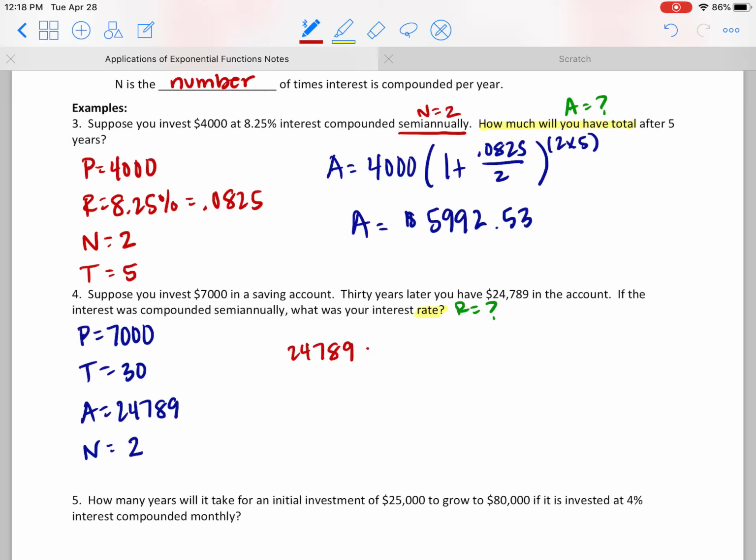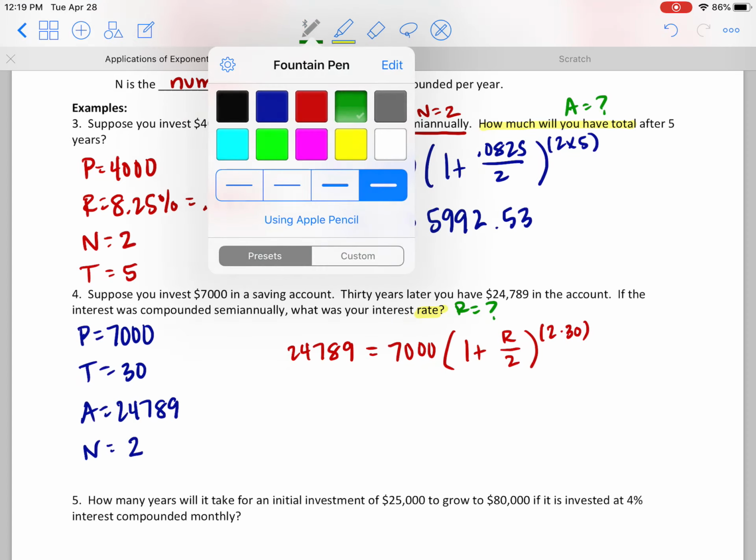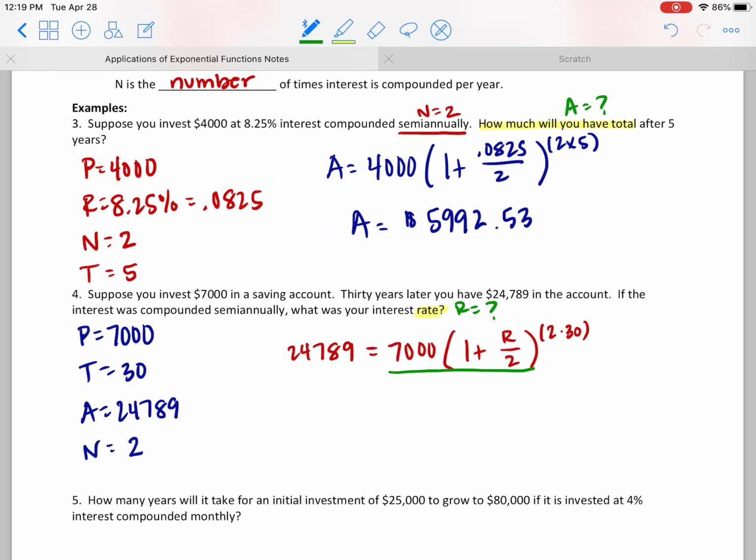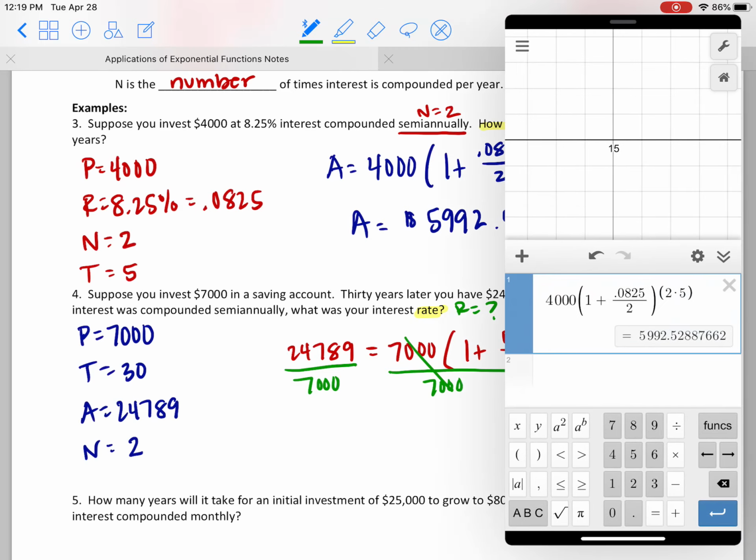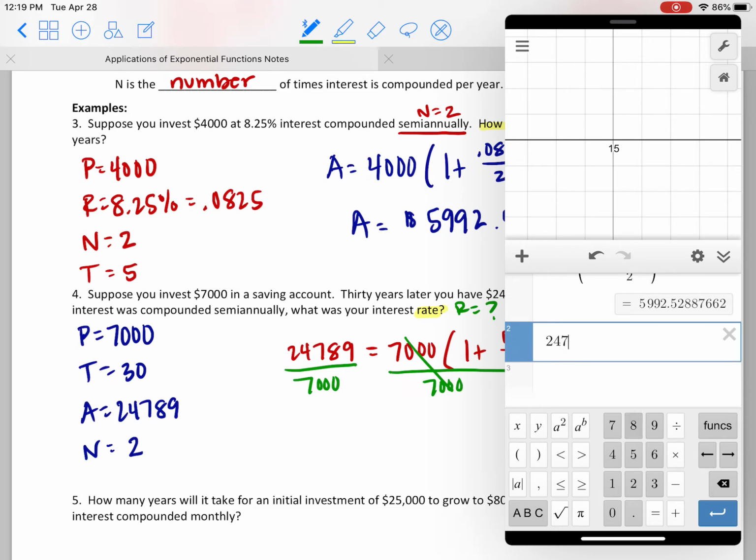Here it was, how much will you have total? That was our question there. That was why we were looking for A. So this was A as the question. This is R as the question. So let's plug in what we have. We have 24,789 equal to principal 7,000, and then 1 plus some rate over 2 raised to the nt power, so 2 times 30th power.